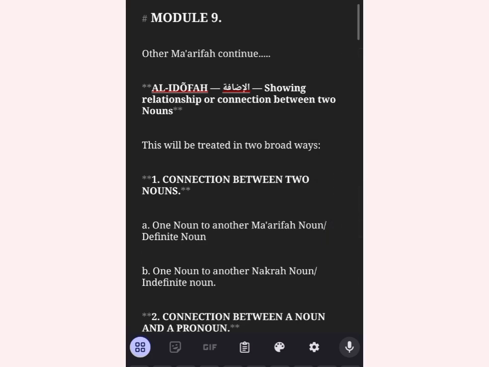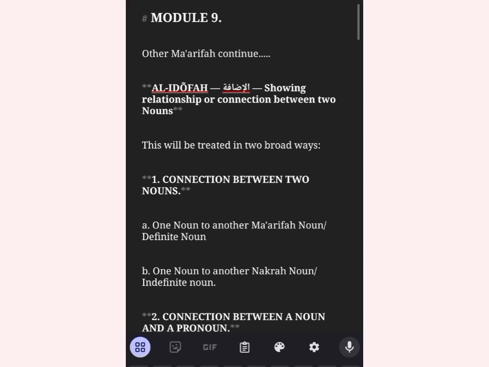What is al-Idafiyah? Basically, al-Idafiyah means an act of addition, adding one thing to the other. So in basic terminology, we say it's showing a relationship or connection between 2 nouns.